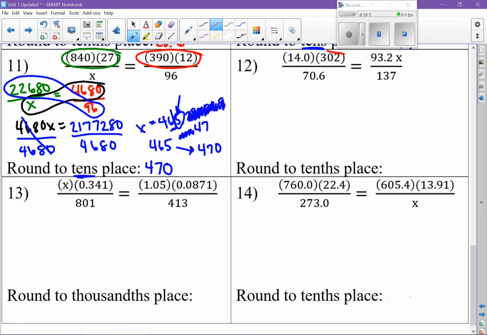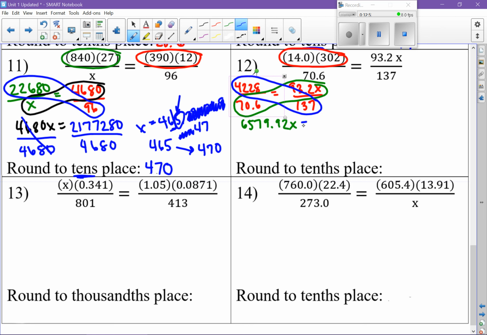In this one, combine like terms, so multiply those two numbers together. You're going to get 4228 over the 70.6 equals, keep everything else on the other side, and now you're set up to cross multiply. So if I multiply here first, multiply the numbers 70.6 times 93.2, that's going to give me 6579.92, and don't forget the x that goes there. Cross in the other direction, multiply those two numbers together. Gives me this, and now you just need to get x by itself.